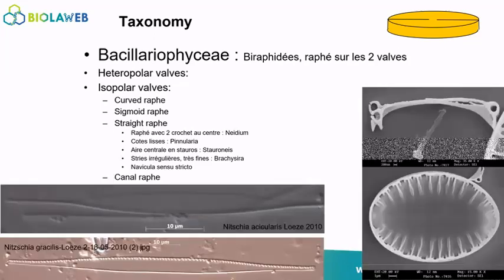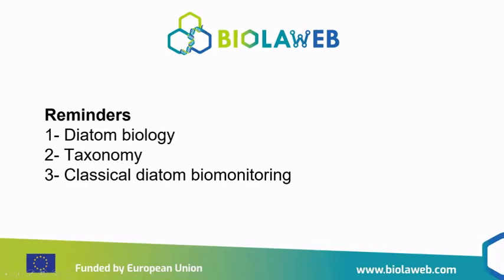Okay, we have also these diatoms which have a special raphe, which is called a canal raphe here. But you see that all these diatoms have a very particular niche, and this is why we use them for biomonitoring, because we can use this diversity and the specific ecology really to assess with precision, in our case, the pollution.